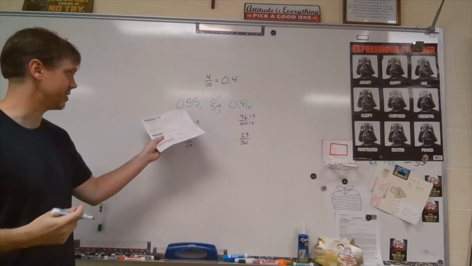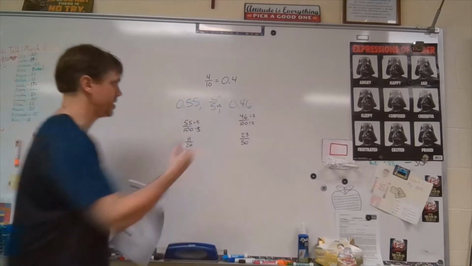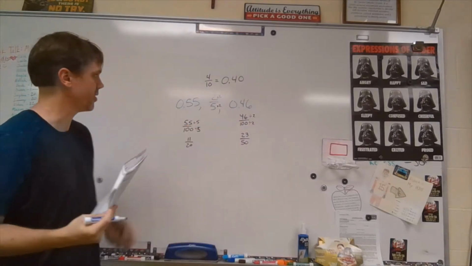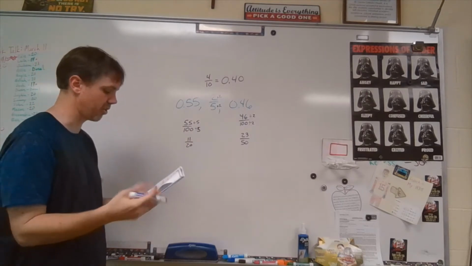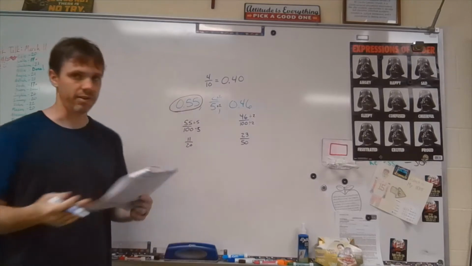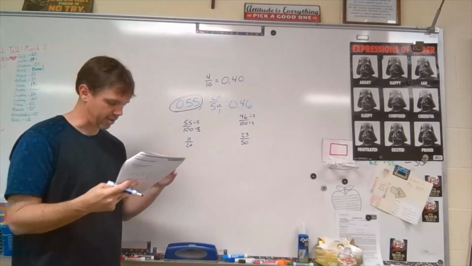Now you can probably look at these and see, okay, so we've got 55 hundredths, we've got basically 40 hundredths, let's say it that way, and we've got 46 hundredths. So which number is the biggest or has the greatest value? Well, it's obviously 55 hundredths, or 0.55. All right.